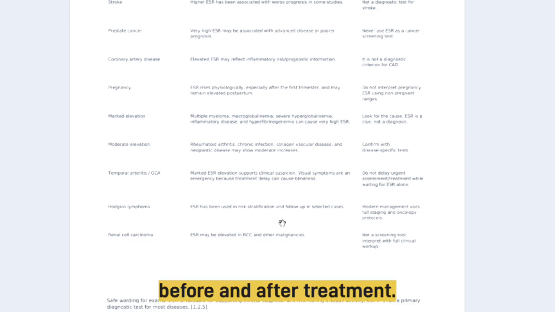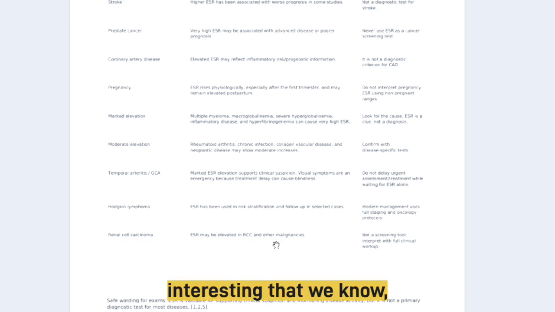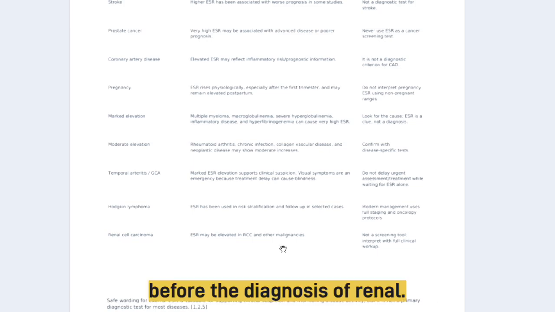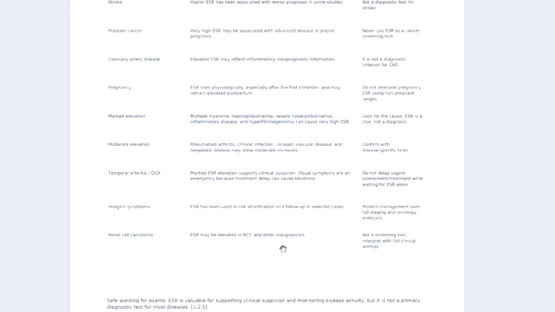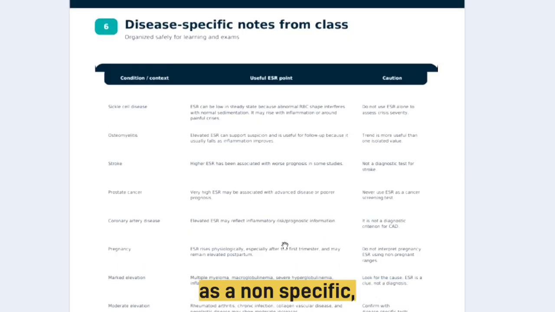In Hodgkin lymphoma, ESR is also used as a risk factor for follow-up of the patient before and after treatment. And finally, it is interesting that in some investigations ESR is gradually increased 1 year before the diagnosis of renal cell carcinoma. So you see that we can use ESR as a non-specific but very useful marker, especially for following up various diseases. Thank you very much.